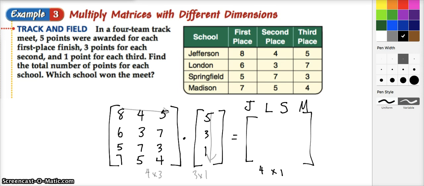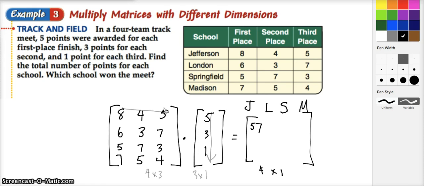So let's get started. 8 times 5 is 40. 4 times 3 is 12. And then 5 times 1 is 5. So 40 plus 12 is 52, plus 5 is 57.